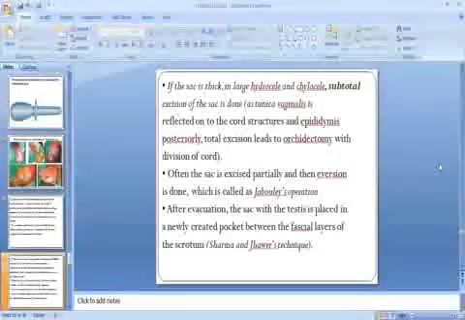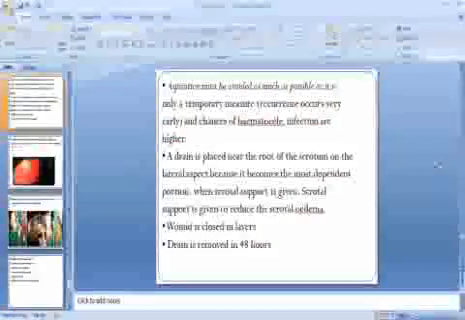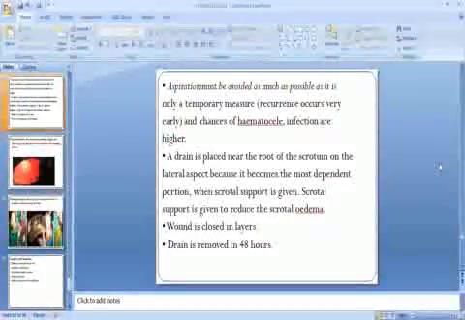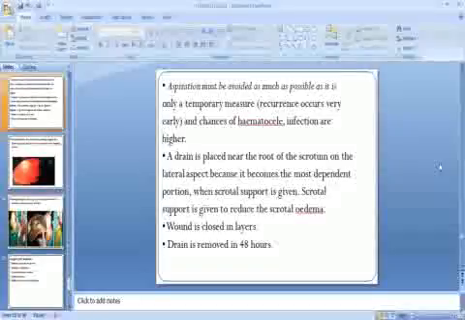After evacuation, the sac with the testis is placed in a newly created pocket between the fascial layers of the scrotum, the Sir Ernest Jaboulay technique. Aspiration must be avoided as much as possible as it is only a temporary measure. Recurrence occurs very early and the chance of hematogenous infection is higher. A drain is placed near the root of the scrotum on the lateral aspect because it is one of the most dependent portions when scrotal support is given.